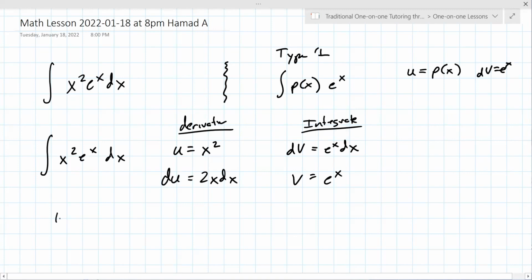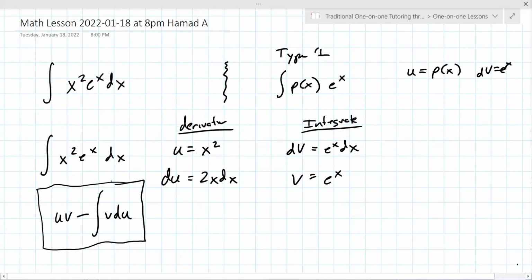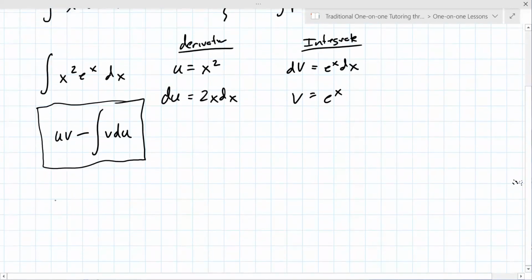Okay. So the formula is uv minus the integral of v du. Why minus? Because that's what it is. This is a known formula. It's always going to be that. So you take your u and your v, x squared e to the x, minus the integral of v du, which is e to the x times the 2x dx.